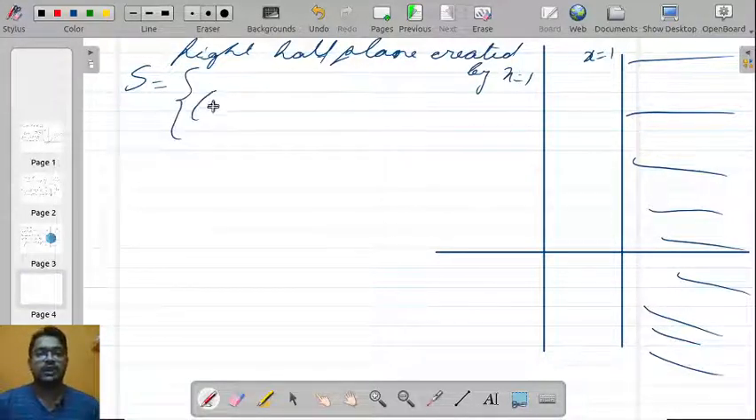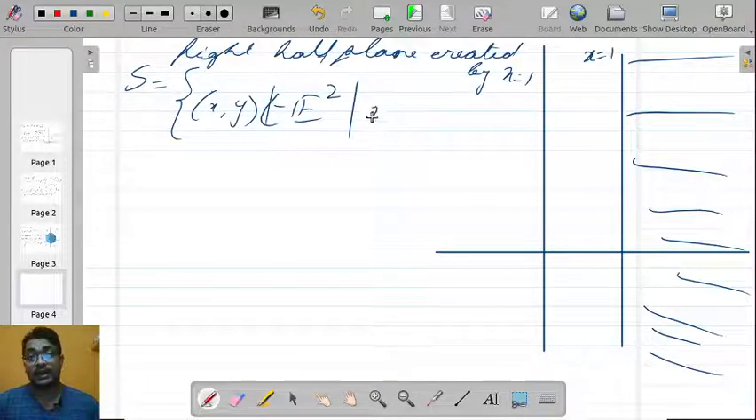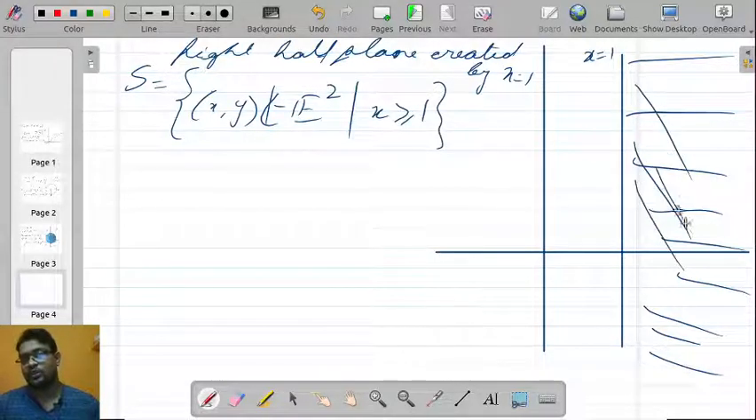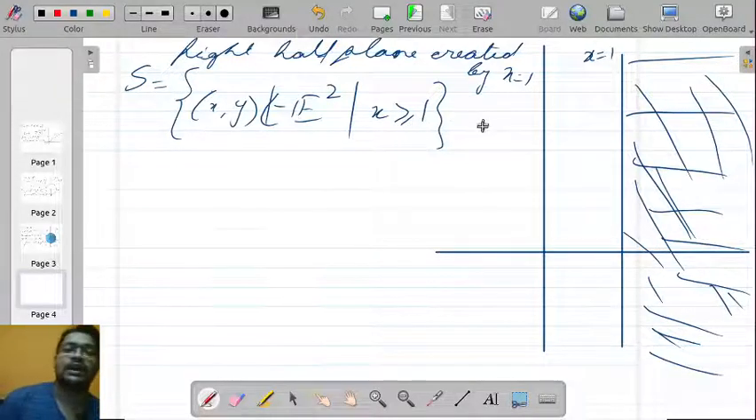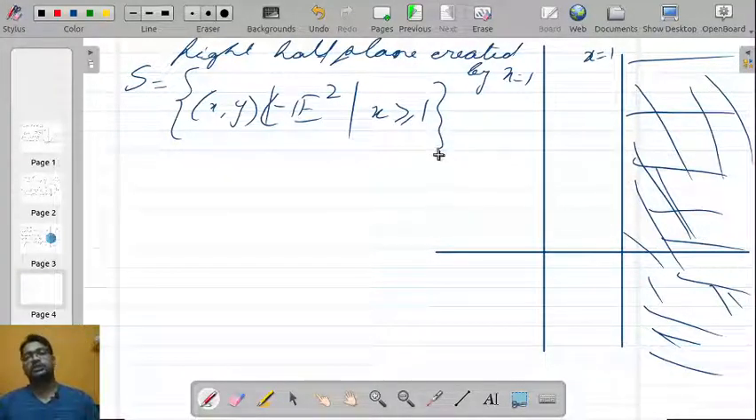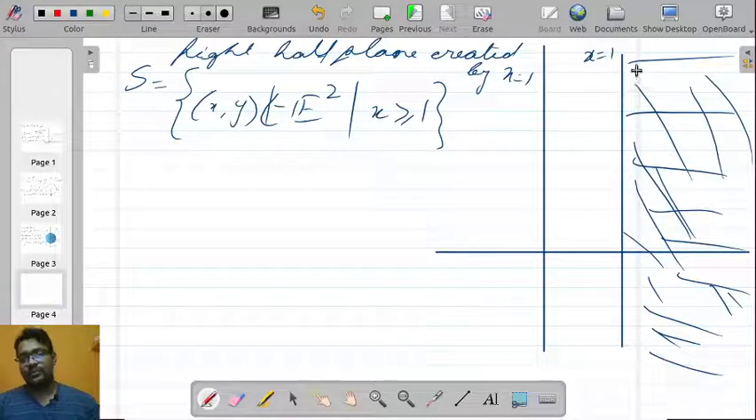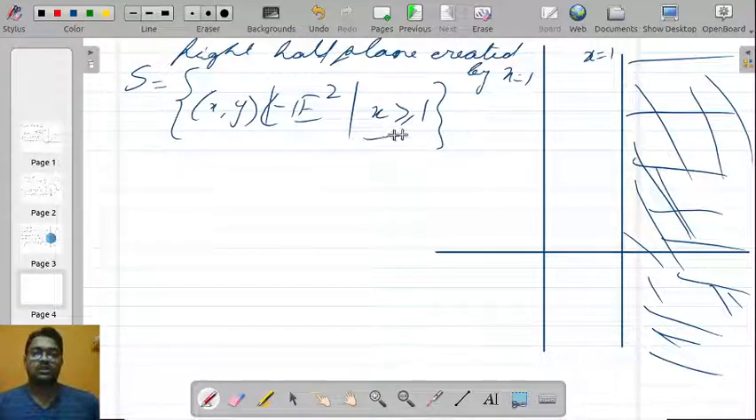This is the set of all those (x, y) in E squared which satisfy x is greater than or equal to 1. In this region the value of x is greater than or equal to 1. If it is the left half, then it will be less than or equal to 1. If it is the open right half, then equality will not be there. So this is actually called the closed right half.